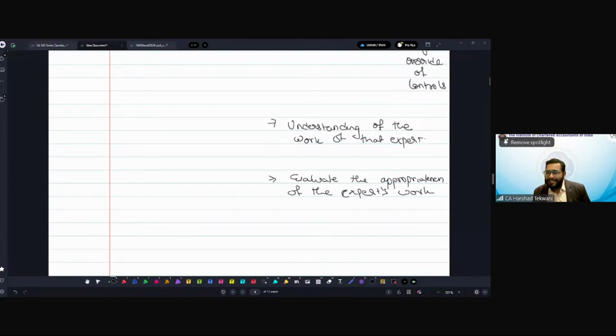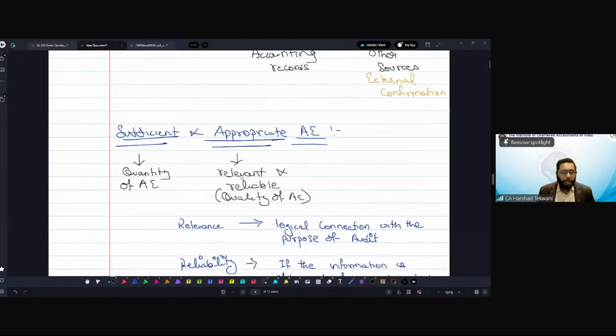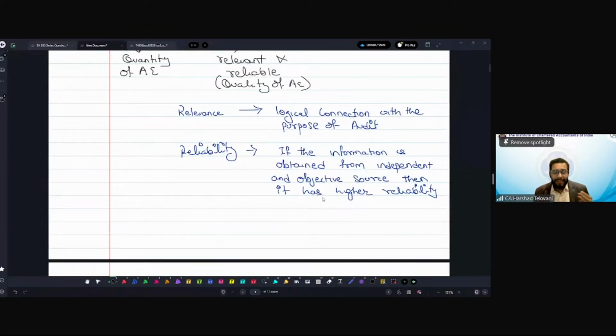Now, appropriateness is something that we have already discussed in detail. It is the same as this one: relevant and reliable. How much relevant and reliable is the expert's finding, whatever conclusions he has given, whether there is consistency with the other audit evidence, and how comfortable we are with the audit evidence that has been provided by that management expert. So the relevance and the reliability is something that we will evaluate. Any doubt?